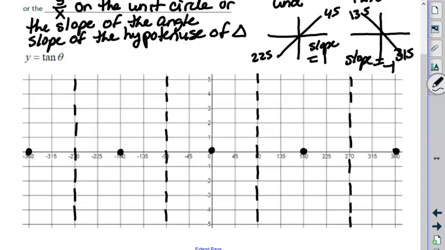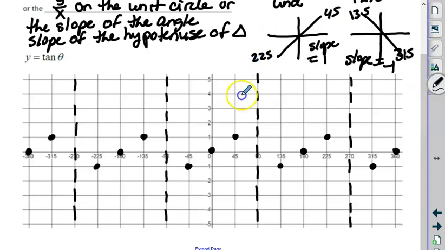Now we'll put in the places where slope is equal to 1. So 45 degrees has a slope of 1. 225 has a slope of 1. 135 and 315 have slopes of negative 1. This same pattern will continue as we go backwards. Negative 45 is the same as positive 315, so that would be negative 1. Negative 135 is the same as positive 225, positive 1 slope, and so forth. We can continue this pattern.